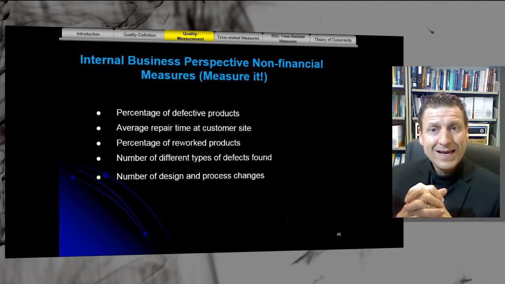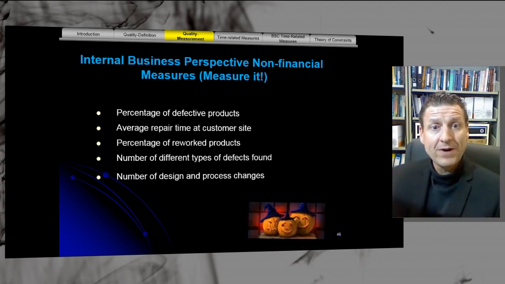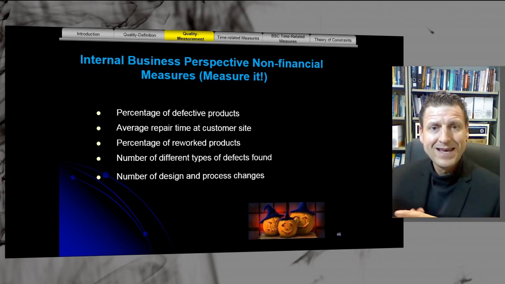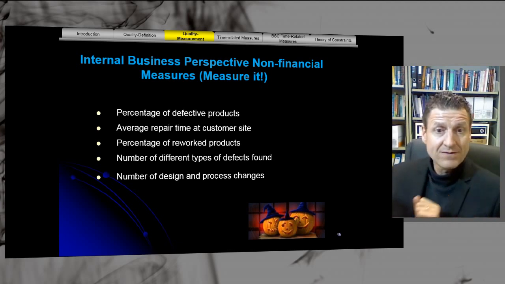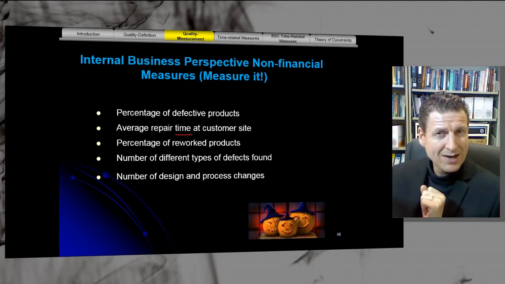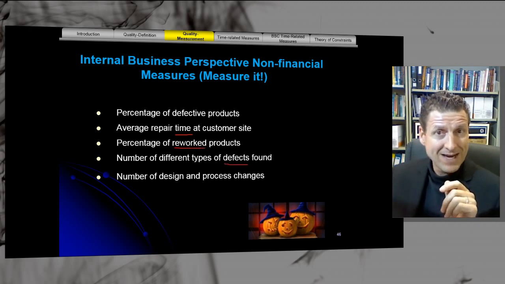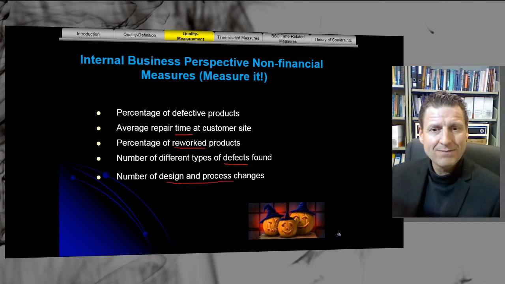So let's go to the non-financial measures for the internal business perspective. It could be the percentage of defective products, the average repair time. There's that time again, all right? You know, it's quality and time. The percentage of reworked products, the number of different types of defects found, and the number of design and process changes. These are all different ways of measuring what is going on the factory floor.